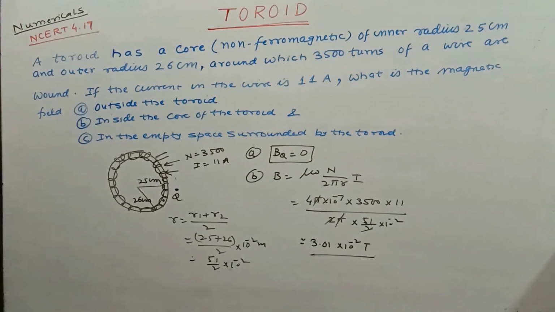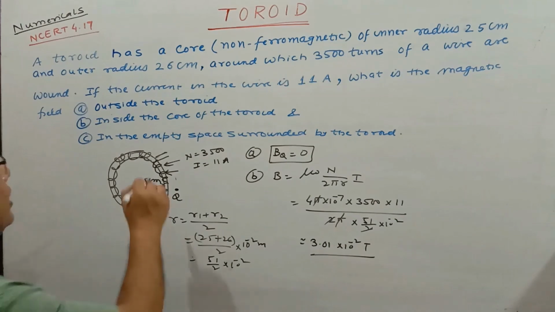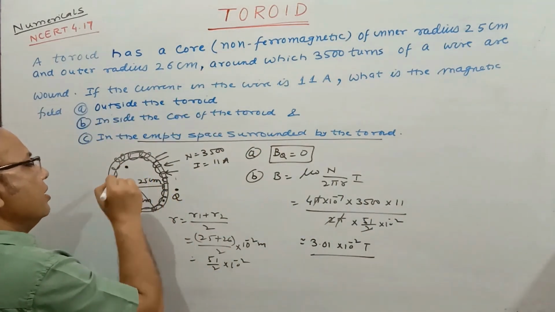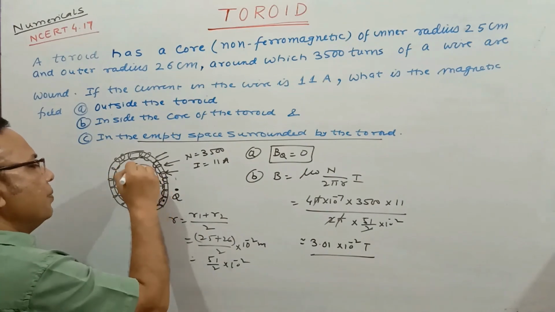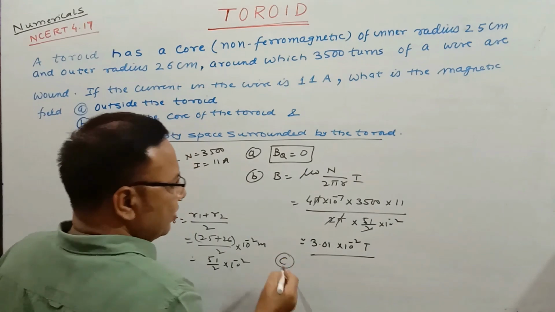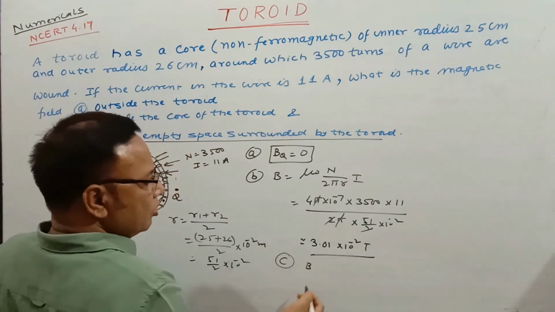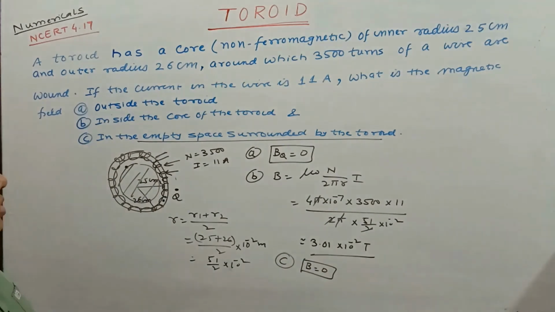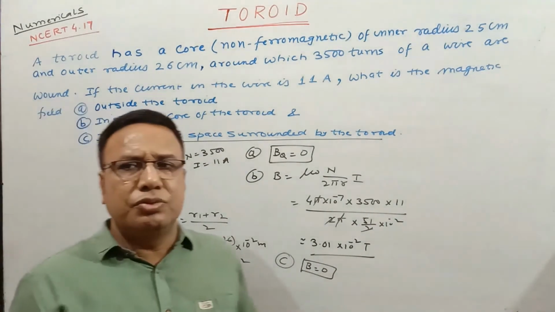Next, part C: in the empty space surrounded by a toroid. If you draw an Amperian loop here also, none of the wire is crossing it. So the net B dot dl is 0, and it is obvious that B is 0 in the third case as well. This is the way in which you can find the magnetic field due to a toroid. In the next class we are going to see the next topic.